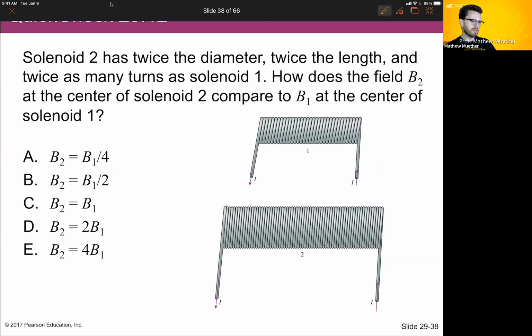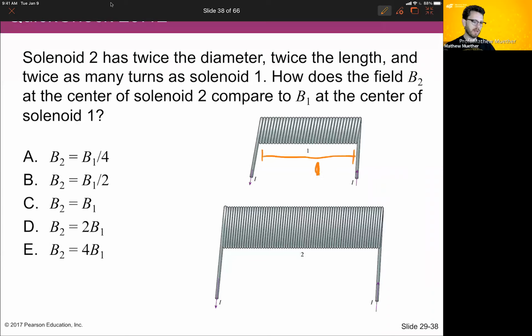Okay, what about this one? I have two of these solenoids, these coils of wire that I'm putting current through. And I put the same amount of current through each one. And one of them has twice the diameter, the loops are wider, has twice the length. And when I say the length, I mean this total length of this coil.